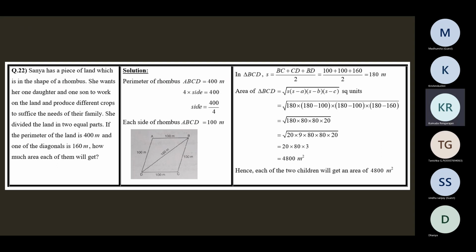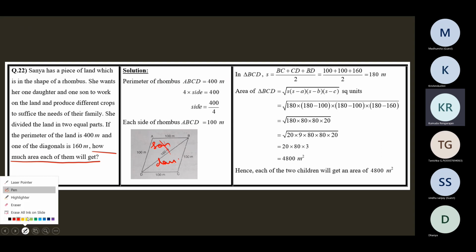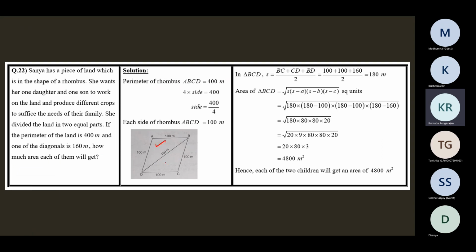So actually here the question is how much area each of them will get. So if the son gets this one, the daughter will get this one. Because both the triangles have the same area, right? So actually here they're not asking you to find the area of the rhombus ABCD. How much area each of them will get?